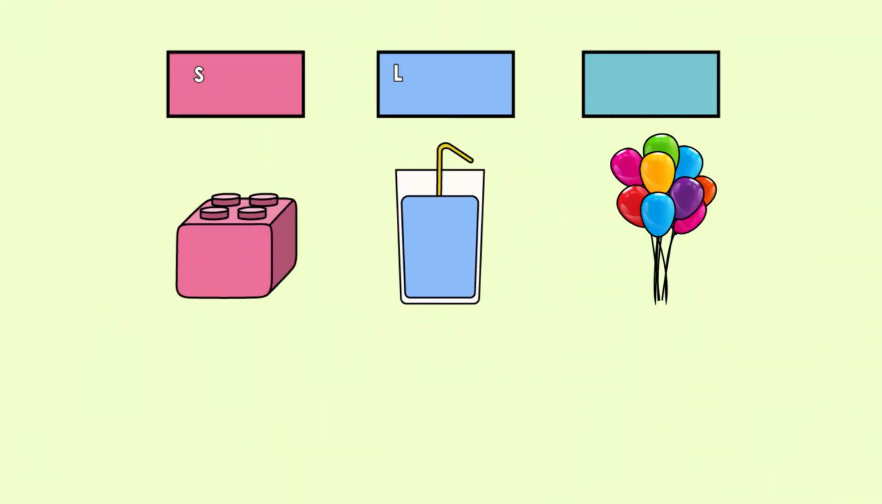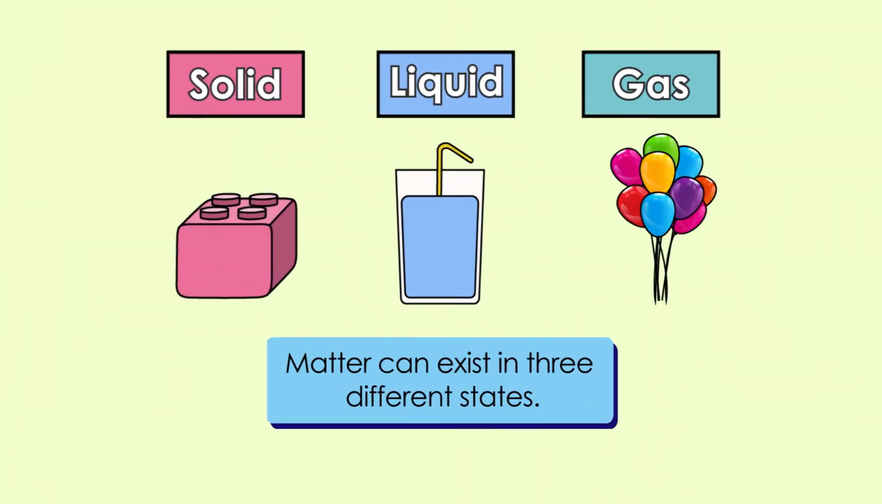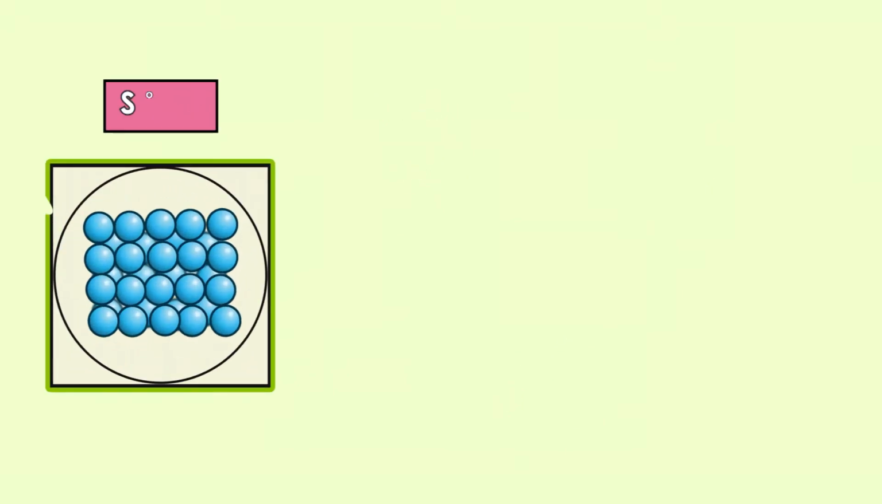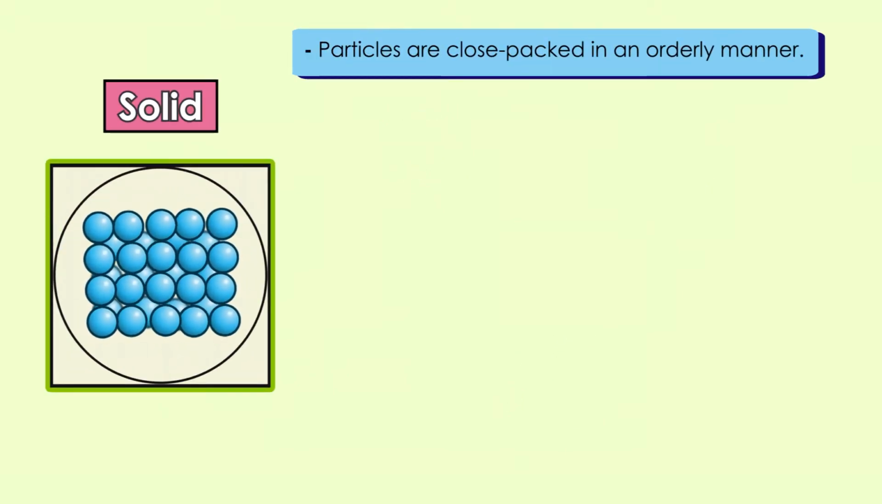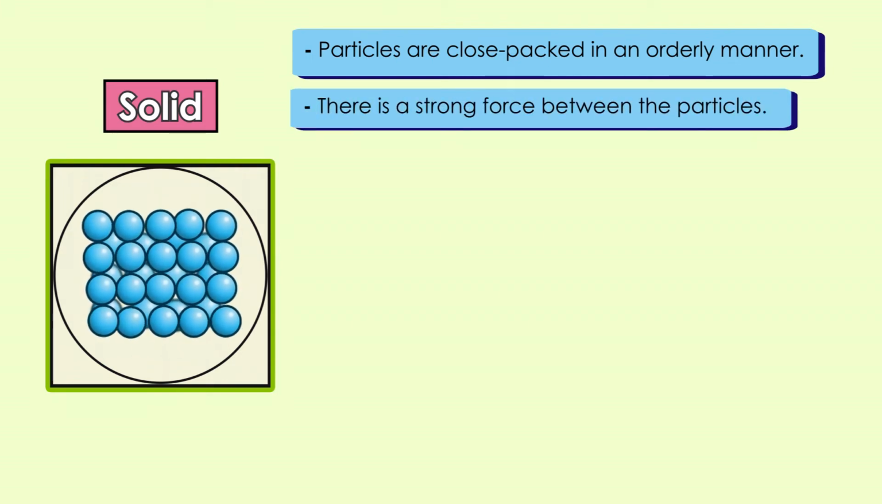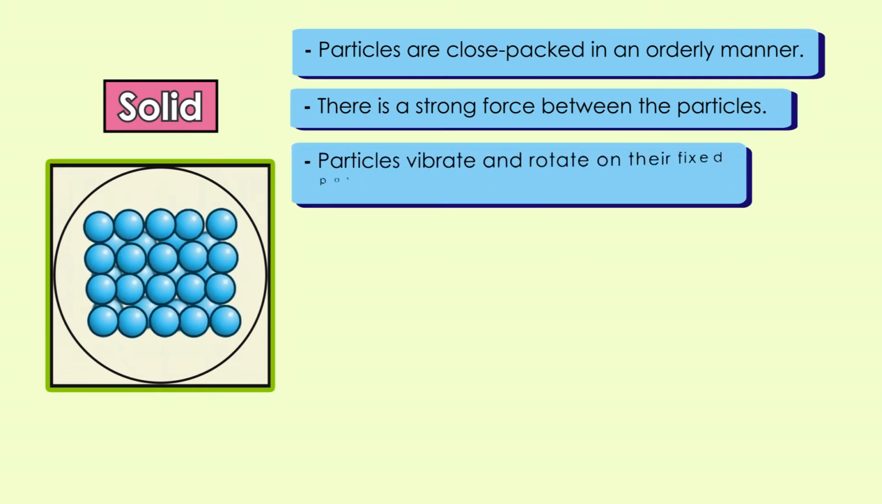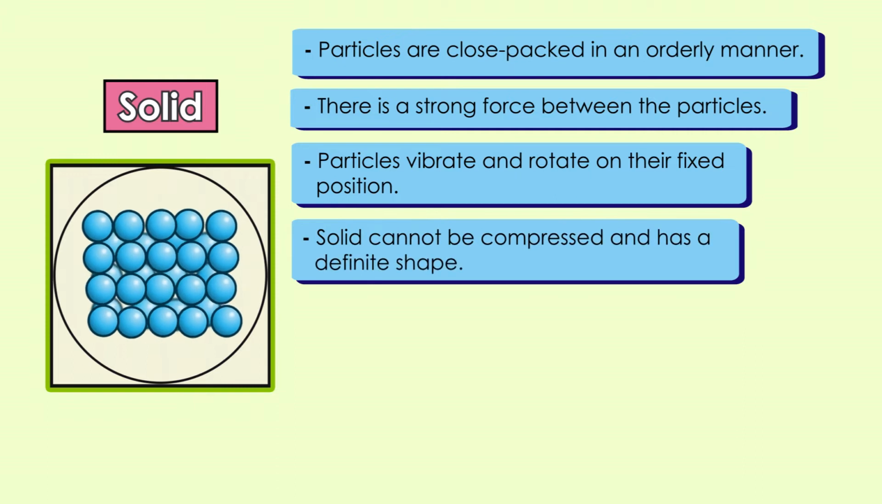Now, let's talk about matter. Matter can exist in three different states, which are solid, liquid, and gas. In solid, particles are close packed in an orderly manner. There is a strong force between the particles. They only vibrate and rotate on their fixed positions. This explains the fact that a solid cannot be compressed and has a fixed shape.